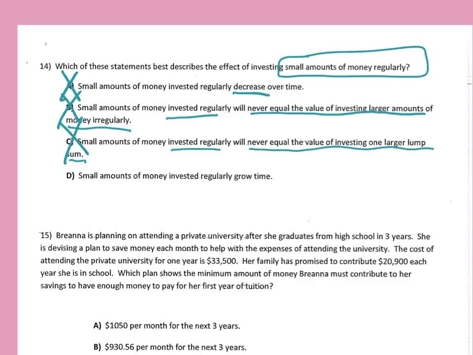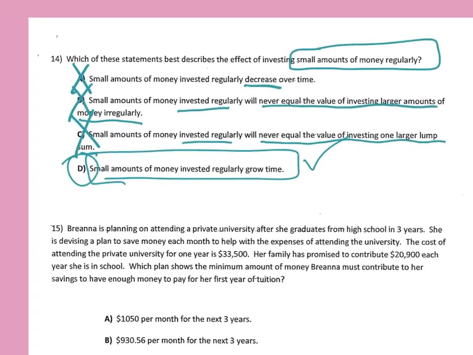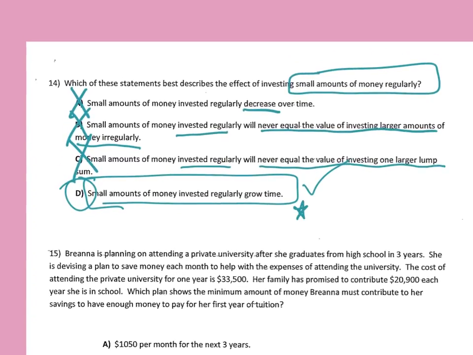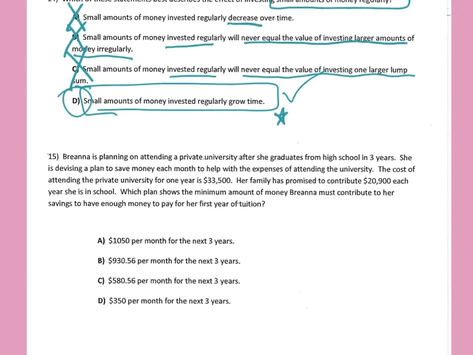D, small amounts of money invested regularly over time, grow over time. Yes, that is exactly our answer. There's one just like this on the test, so make sure you're aware of that information.